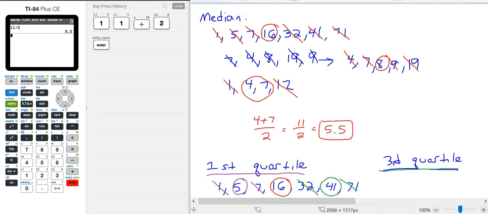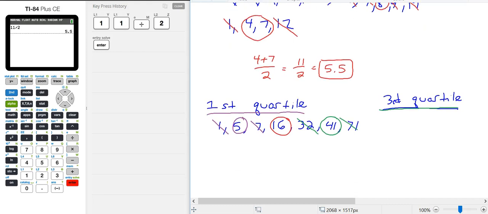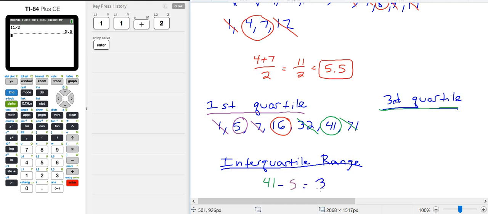The interquartile range, which you might be asked to find in the Regents, is the difference between the third quartile and the first quartile. So in this case, the interquartile range is 41 minus 5, which is 36. So the interquartile range for this data is 36.